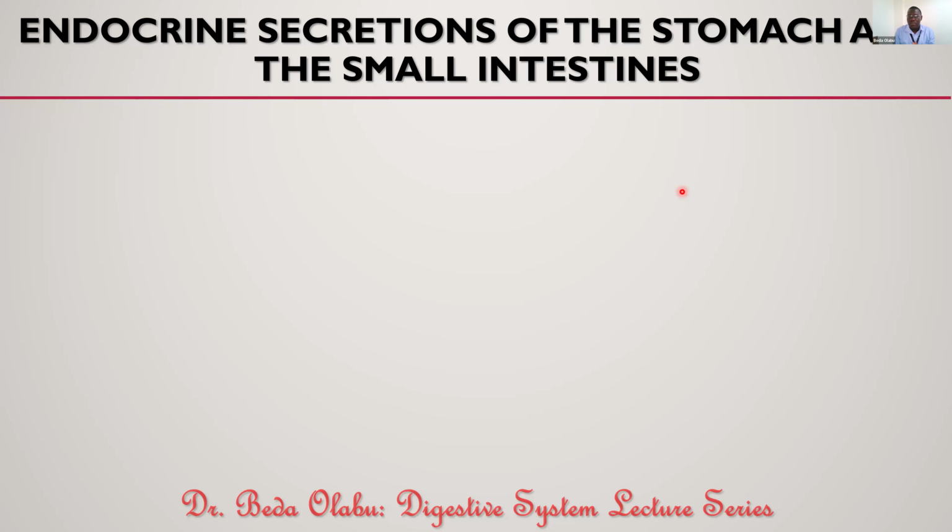But villi are thickenings and projections of the lamina propria. And then plica circularis are projections of the submucosa.